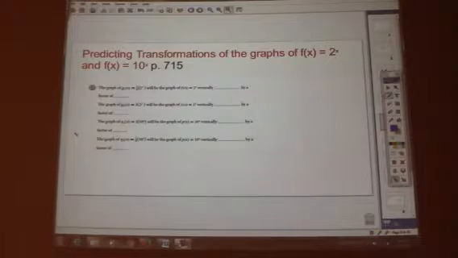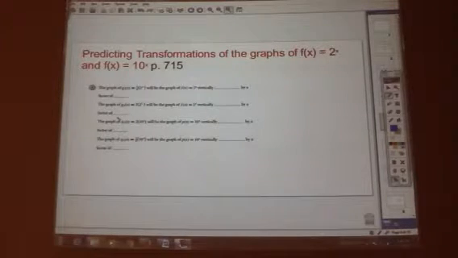All right, predicting transformations of graphs. These are the same things we have done since day one. Let's look at, we're on page 715 at the top, part A. We have 1/4 times 2 to the x. We're going to fill these in kind of quickly.